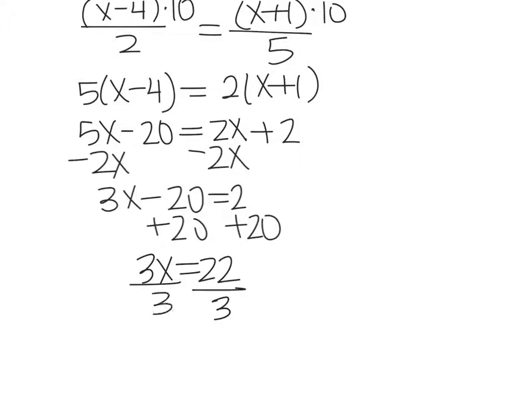Divide by 3, and 22 divided by 3 is not a whole number, so our solution is x equals 22 over 3. And since the denominators of both of our terms are numbers, there is no value that's going to make it 0, which means x equals 22/3 is not an extraneous solution.